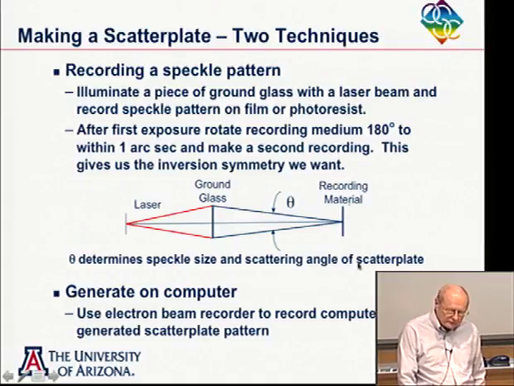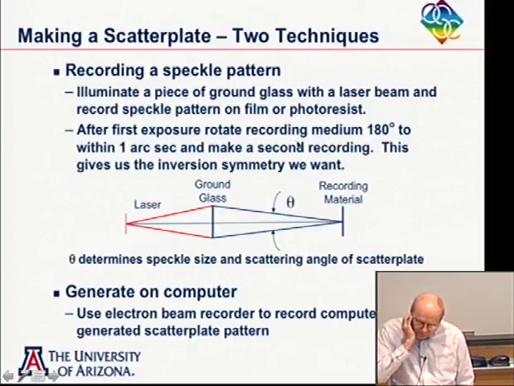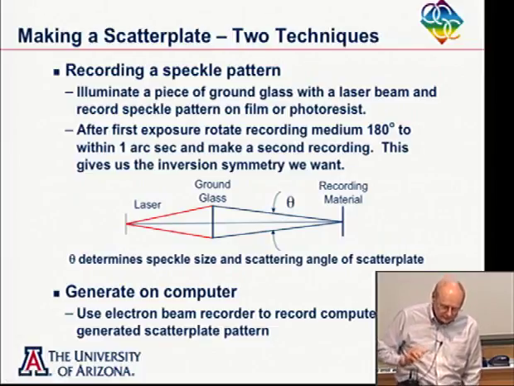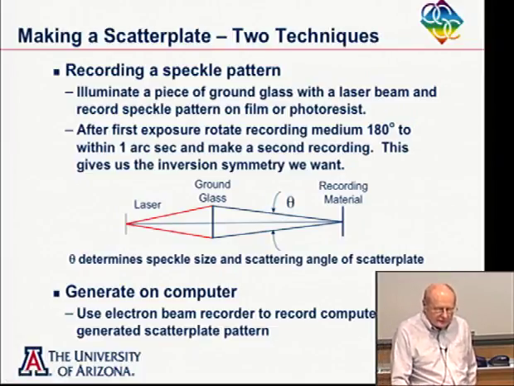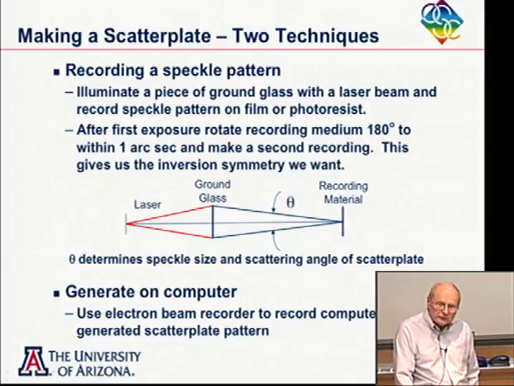So he just made a recording on photoresist here and processed that, and that was a scatter plate. Well, he had to do one more thing. I forgot the second item, the most important item here. So he had the speckles here, and he recorded the speckles. But we have to have inversion symmetry. So how do we get inversion symmetry? The easiest way is to just take this and rotate it 180 degrees and make a second exposure.